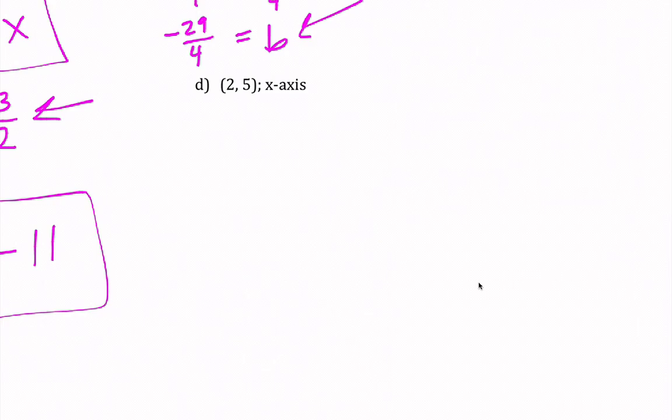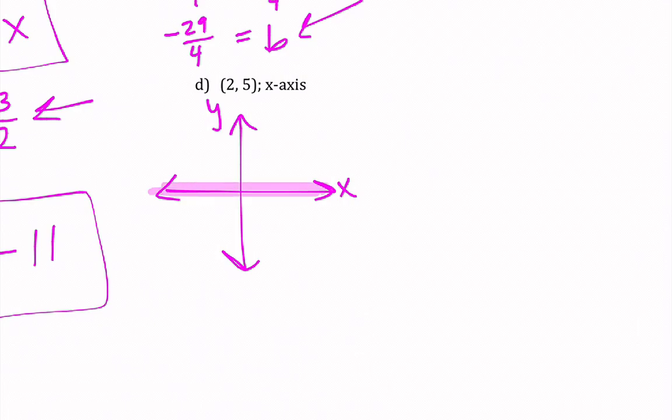Okay, so this one, I want it to be perpendicular to the x-axis, and I want it to go through this point. So on these, I always like to draw a picture. This is the x-axis, this is the y-axis. So I want it to be perpendicular to this one. So let's just draw an example one. If I wanted to draw a line that is perpendicular to the x-axis, which is a horizontal line, I would need a vertical line.